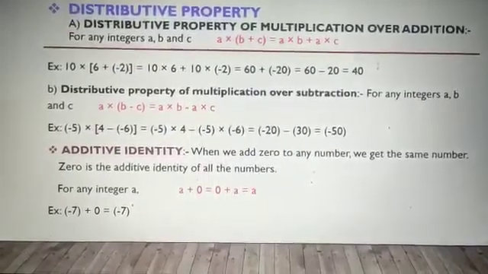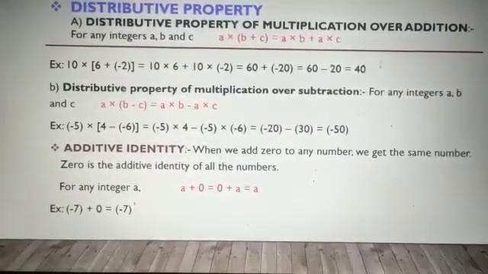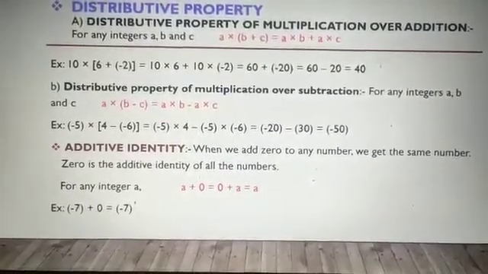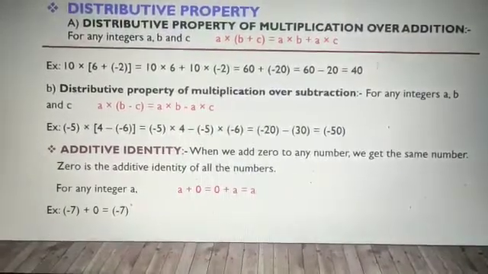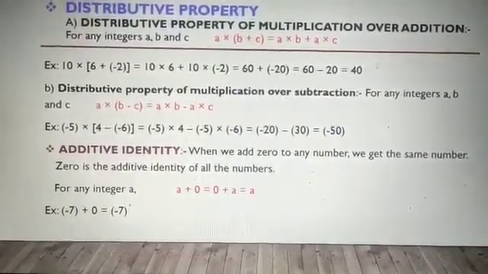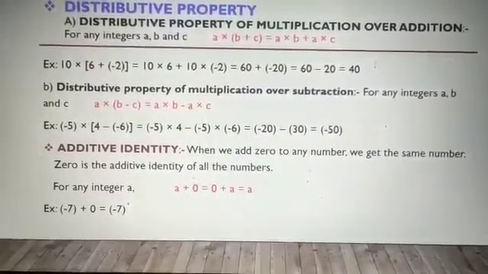For example, minus 5 into 4 minus minus 6. So here we are going to distribute minus 5 to 4 as well as to minus 6. And after simplification, we get our answer as minus 50.